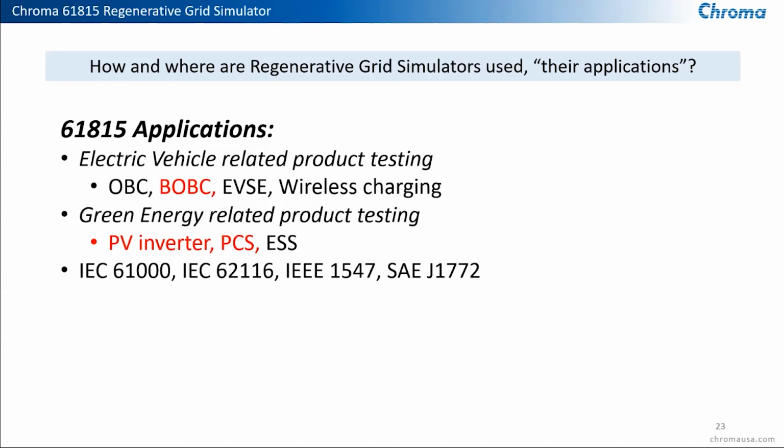Some of these applications need to be compliant with standards such as the IEC 61000, the IEC 62116, the IEEE 1547, and SAE J1772. And the Regenerative Grid Simulator family can meet the requirements of test applications required by these standards. We'll be going a little bit more into detail with bidirectional onboard chargers, PV inverters, and power conditioning systems.